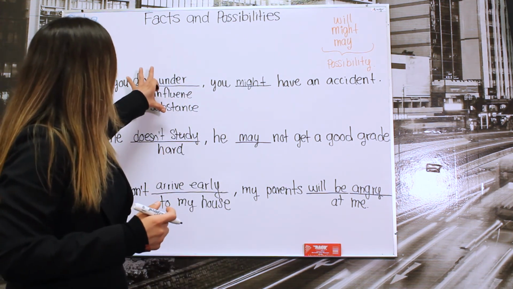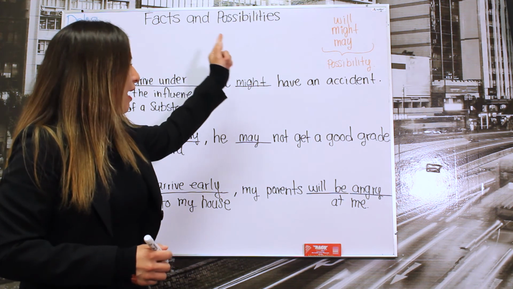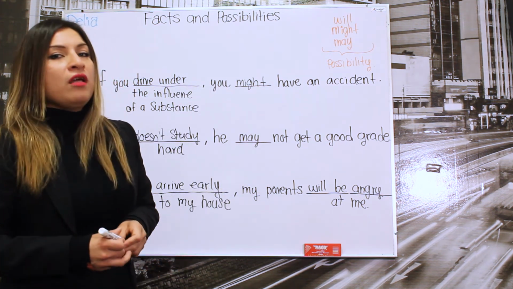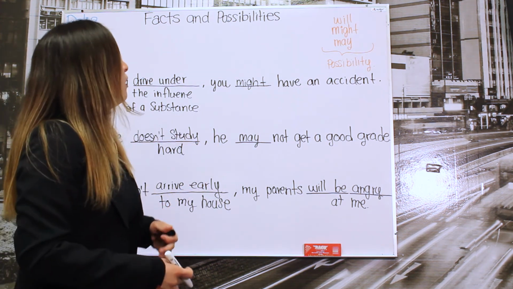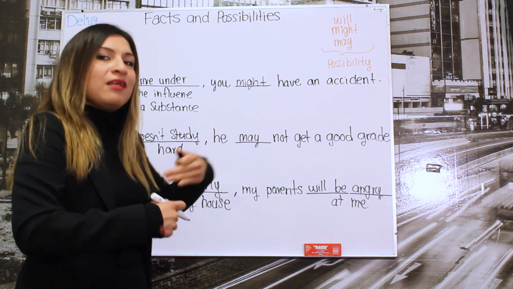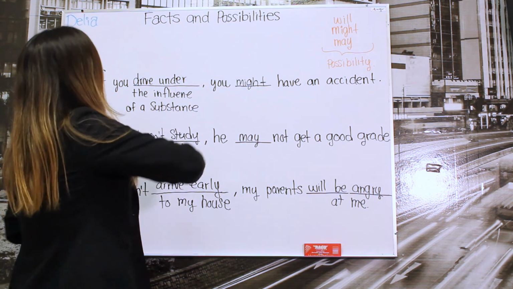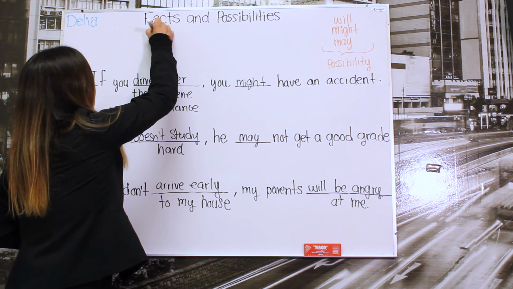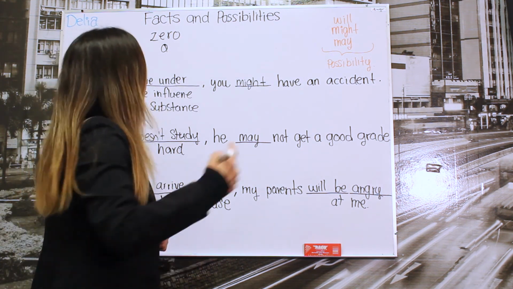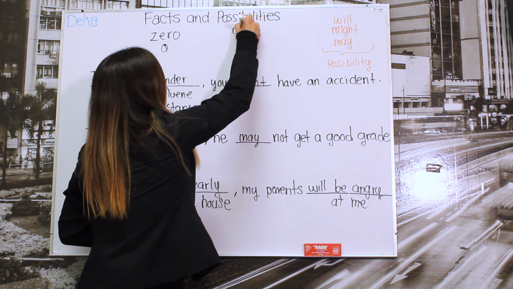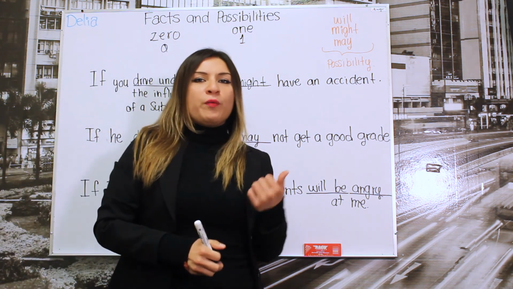So the first part of the sentence represents my condition. The second needs to have a helper which represents possibility. In conclusion, a fact is something that is going to happen by force, and a possibility is something that maybe will happen or maybe it won't happen. The facts in English are called zero, and the possibilities in this structure are called structure number 1. I hope it's clear.